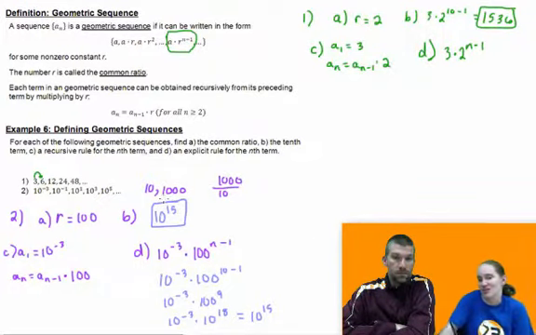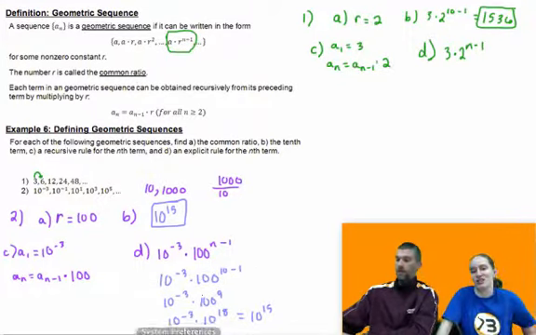I just used exponent rules. So 100 to the 9th is the same as 10 squared to the 9th, which is 10 to the 18th, and then you're adding the exponents.